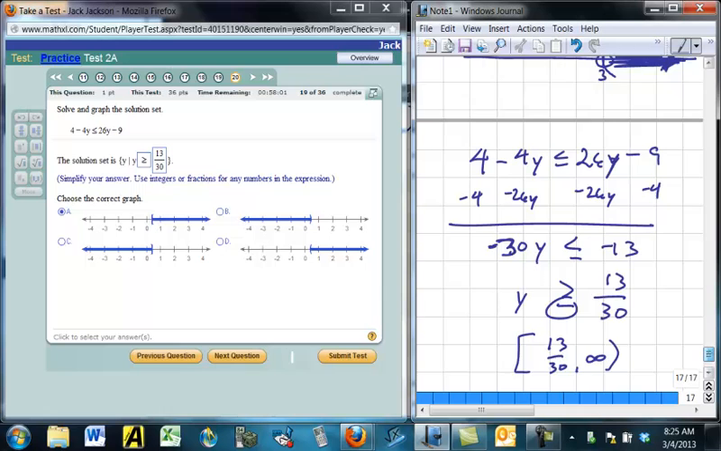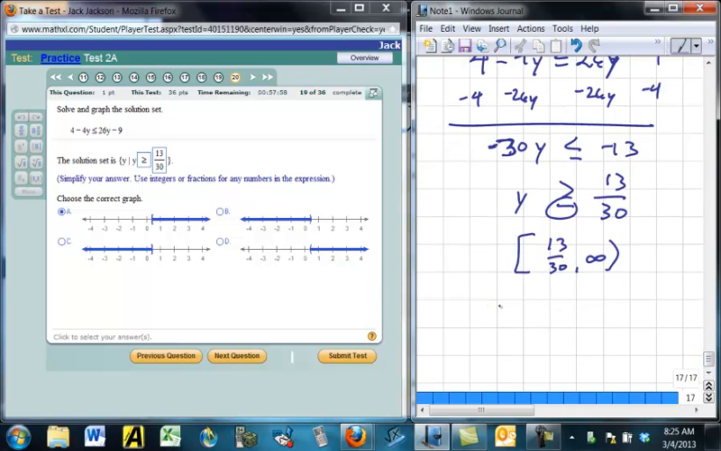Let's go back and check this as well. So we can put in the 13/30 for y. And actually it should make this an equal if it checks. So let's see, I can cancel out a 2 here. Okay, it makes that down to 15. And 2 times 13 is 26. So we have that.